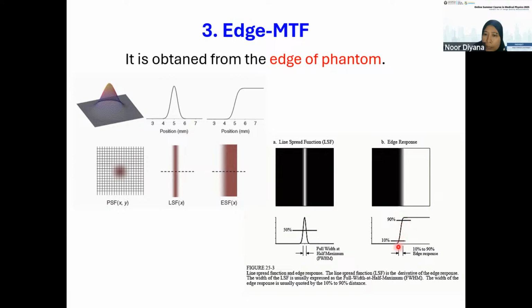For example, you can see this one. A sharp edge will give you a straight line between these two contrasts, between the dark area and the bright area. The ideal system has good spatial resolution, but in reality you can't get a straight line. It will be a spread of the edge. There will be a blurry spot also, because of the parameters that I explained before.